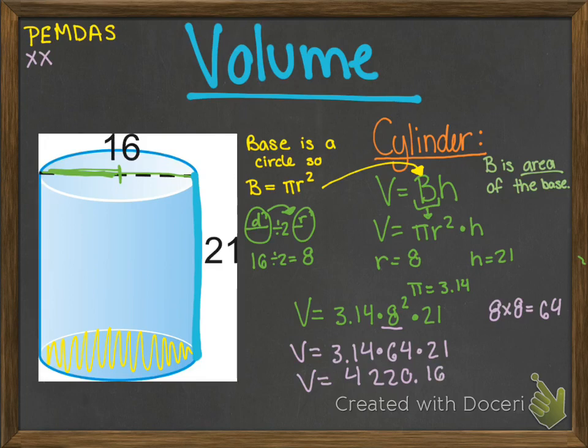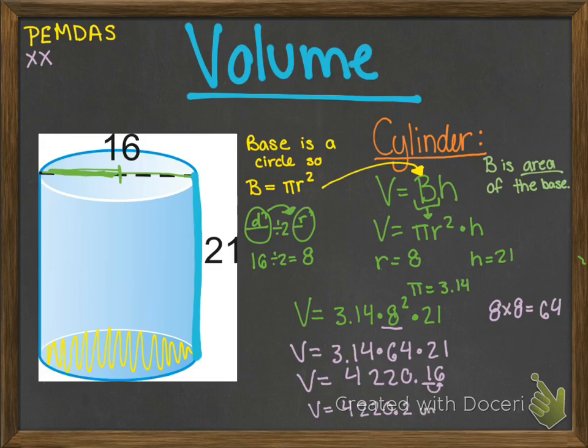4,220.16. Now remember, you're being asked to round to the nearest tenth. The tenth is only the first number after the decimal. So you look at its neighbor, the one behind it, to see if it goes up or down. If the number is 5 or greater, you round the first number up. If it is lower than 5, so 4 or below, it stays the same. This one is 6, so the volume in this one would be 4,220.2. Again, we're rounding up that tenth value based on what was in the hundredths place.